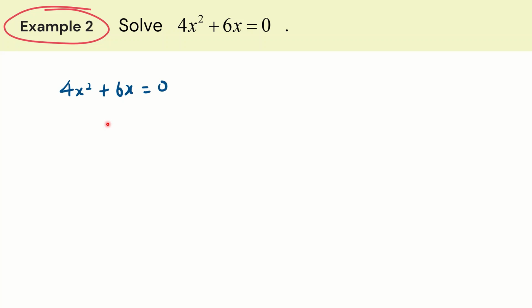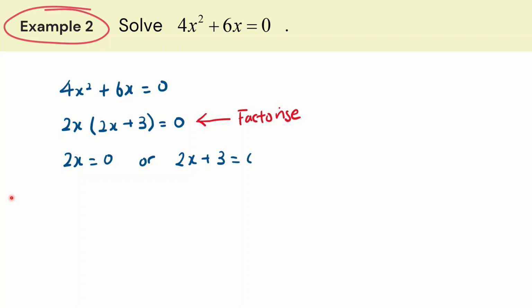So the way to go is to see that this expression on the left could be factorized by taking out the common factor of 2x and be left with 2x plus 3. So when we factorize, we have 2x multiplying with 2x plus 3. There are two things over here for which, when we apply our zero product rule, we can say that 2x is equal to 0 or 2x plus 3 is equal to 0. This is where I applied the zero product rule.